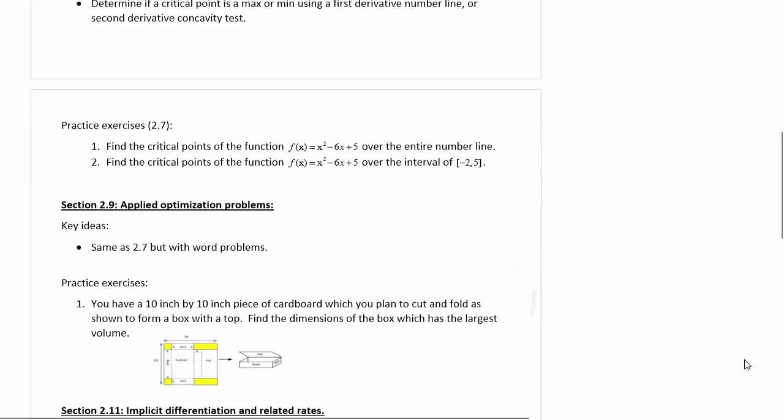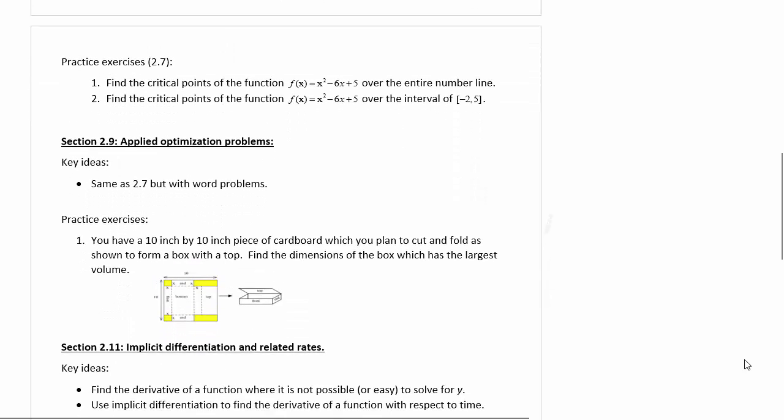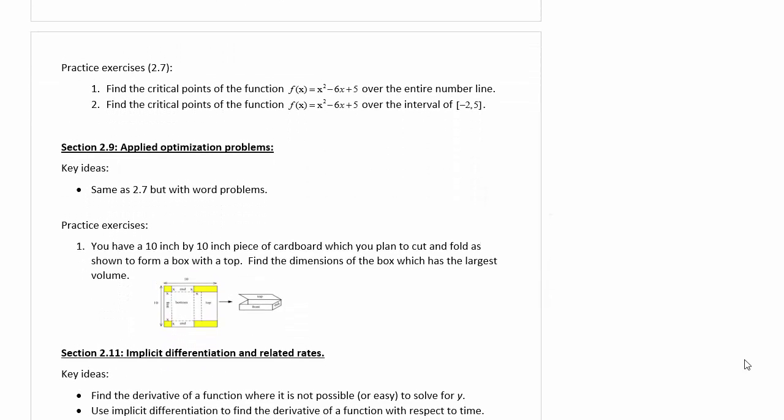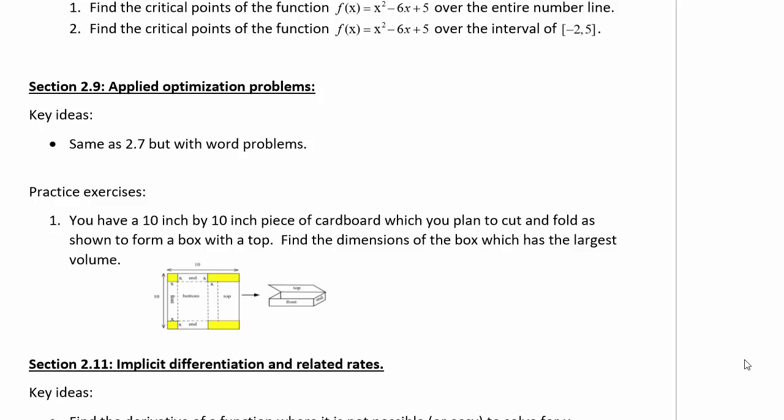Then 2.9. What was 2.9? Well, that was 2.7 with words. So here's going to be my big tip to you. Break it down into types of word problems.